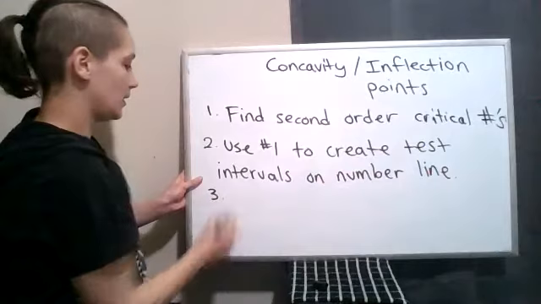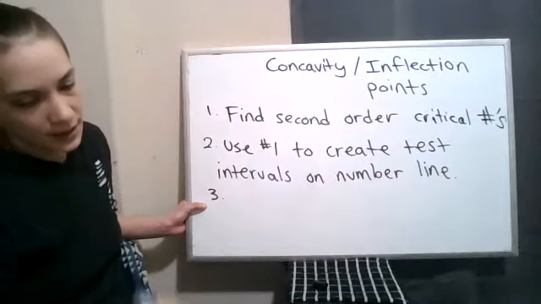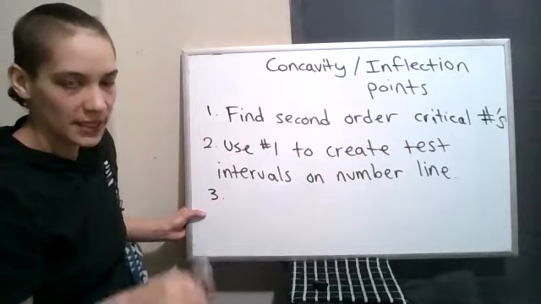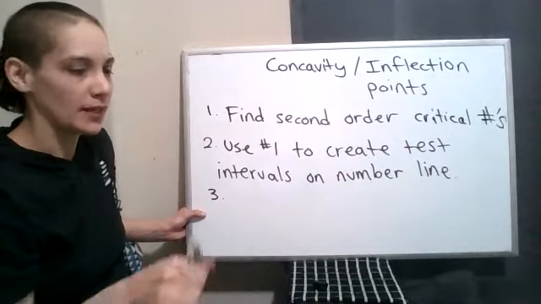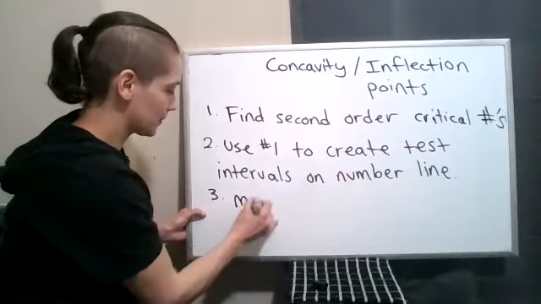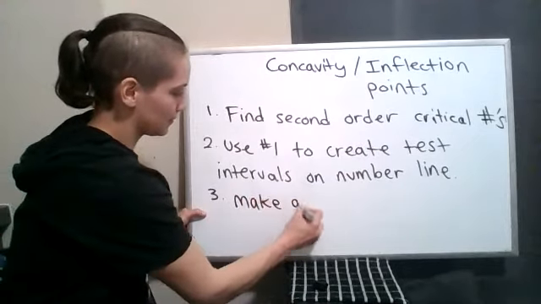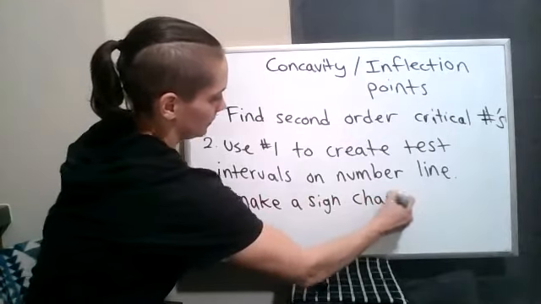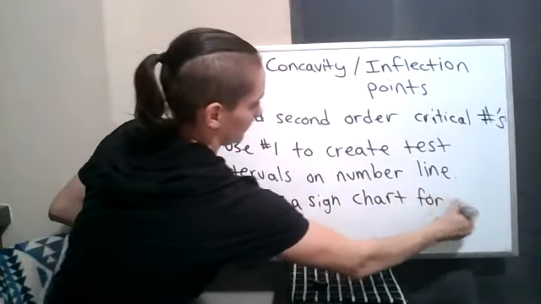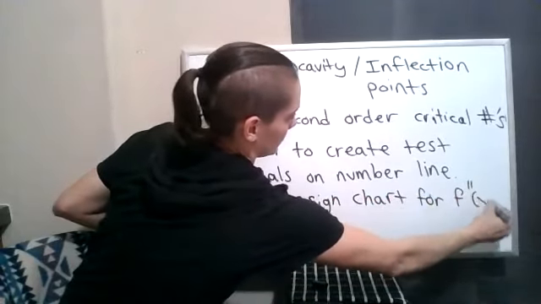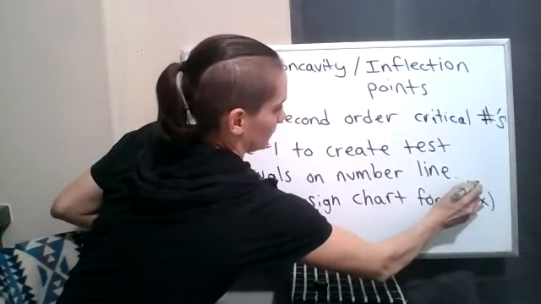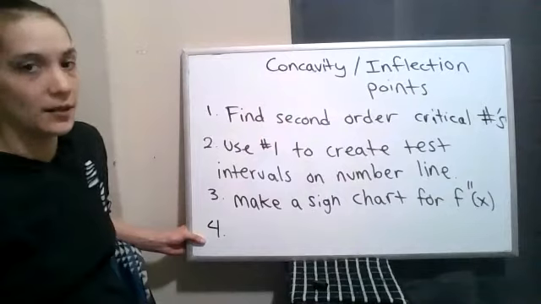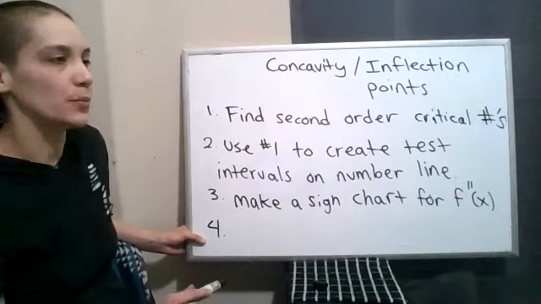Okay. Then test points in each interval to make a sign chart for f double prime of x. Okay. Based on those signs, find inflection points.